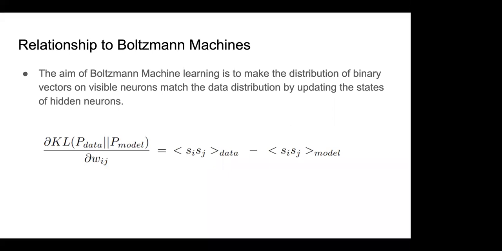So in simple words, this equation tells us how a change in a single weight, Wij, will affect the interaction between neurons in the network, and how this will affect the KL divergence between the data and the model distribution. This allows us to update the weights in the Boltzmann machine in order to better match the data distribution. So this is how it works.